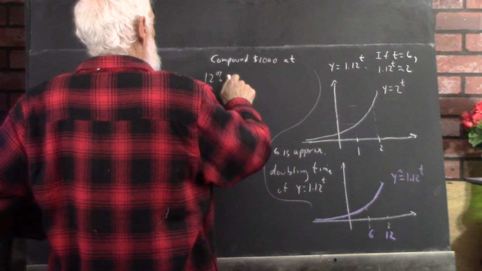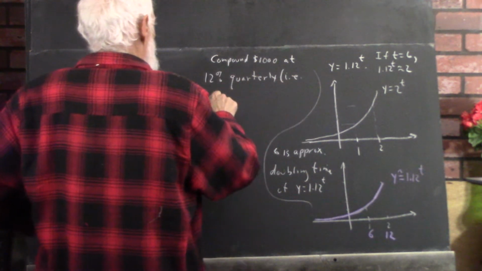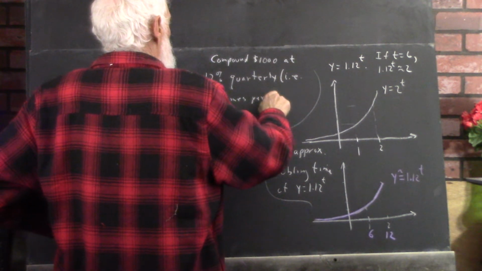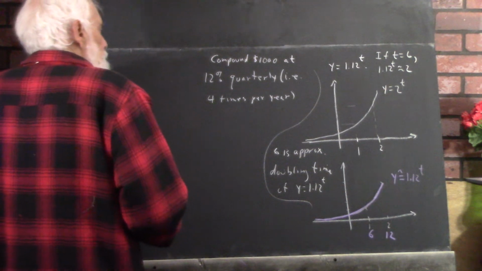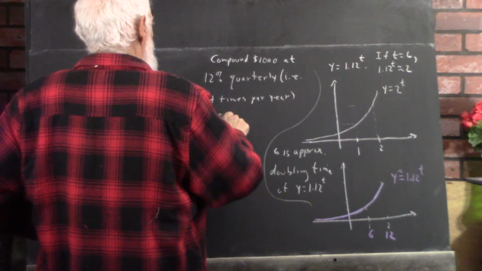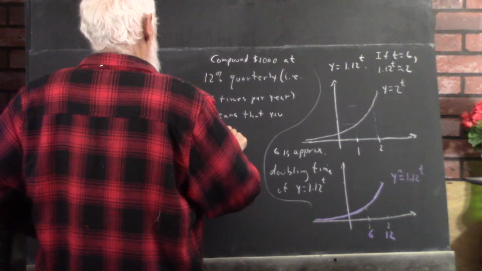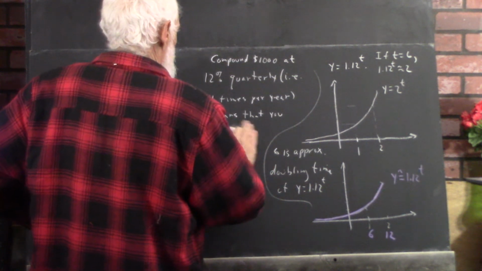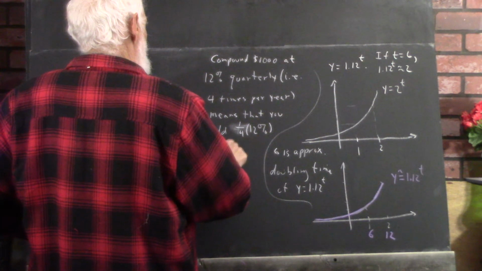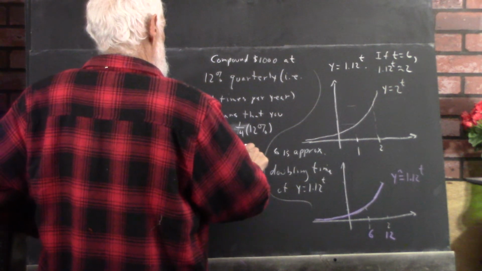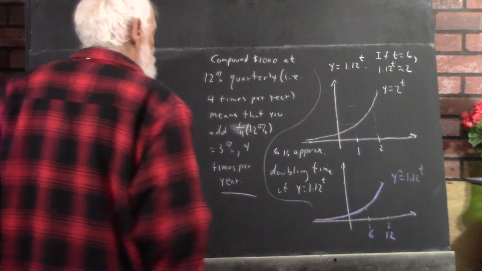Compound $1,000 at 12% quarterly, which would be 4 times a year, means that you add 1/4 of 12% four times a year.